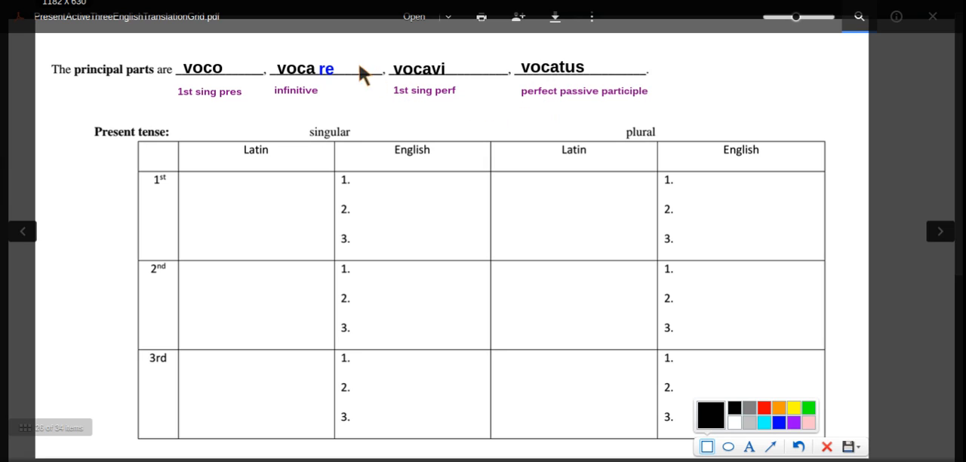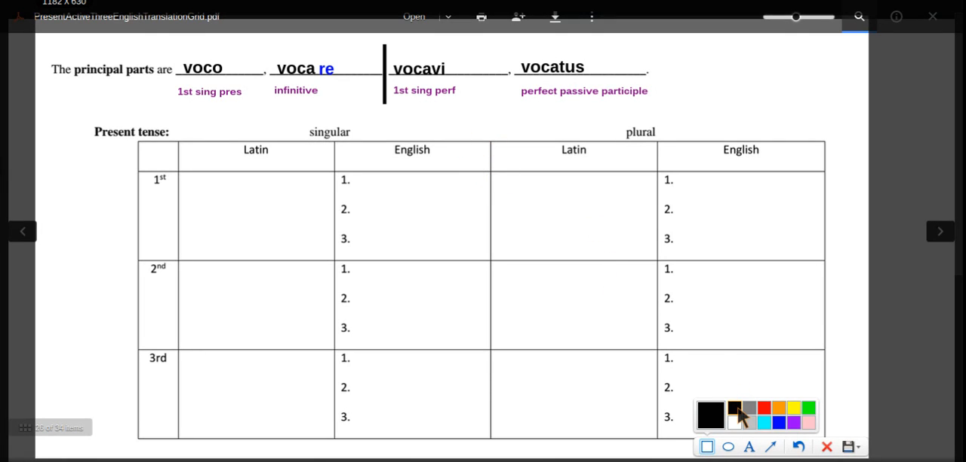participle. For much of the first semester, we will only be working with the first two principal parts, which are the principal parts which are concerned with the present system in Latin. So voco, vocare. We'll come to vocavi, vocatus sometime later on in the year. But if you want to know what they are, they are your perfect forms.